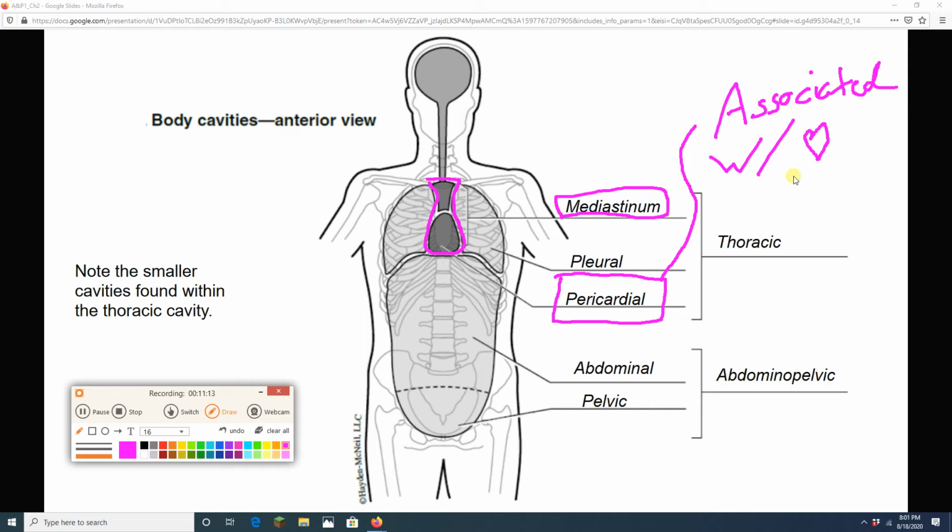All right, obviously, we've got to look at these cavities some more. Got to do it. So let's do that.